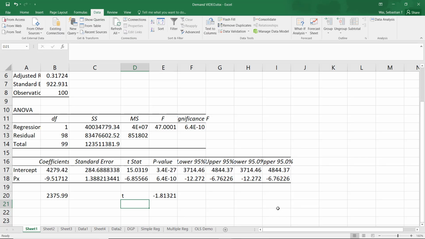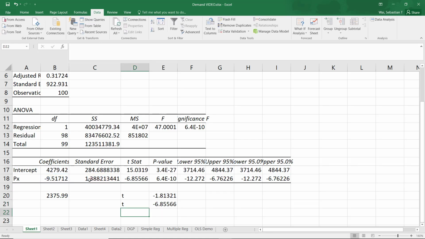Let's look at an example of this in Excel. We're going to look at the statistical significance for price in our regression. Calculating the t-stat, we take our estimate, beta 1 hat, subtract the null hypothesis value, which is just 0 in this case, so we don't need to write anything, then divide that by the standard error. What we get here is negative 6.85.